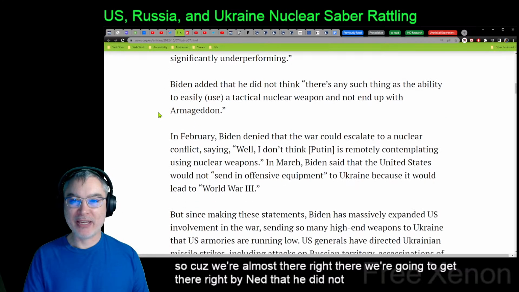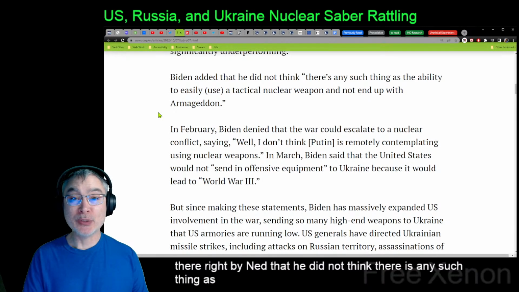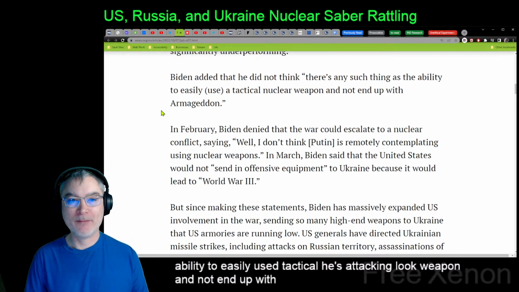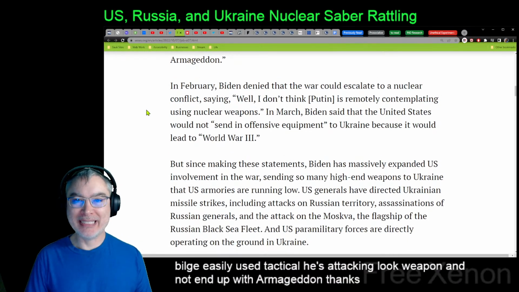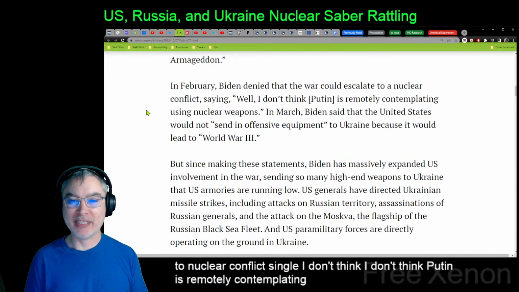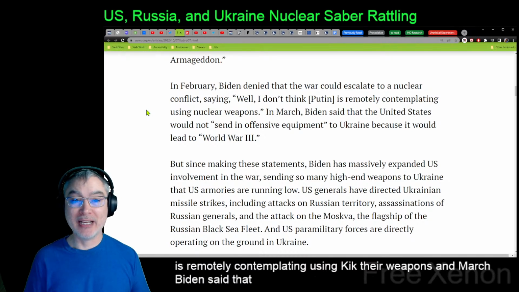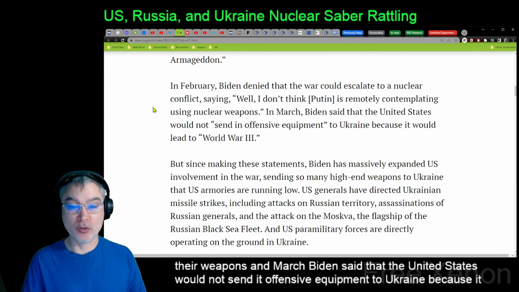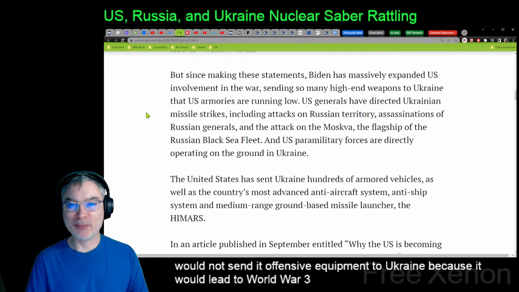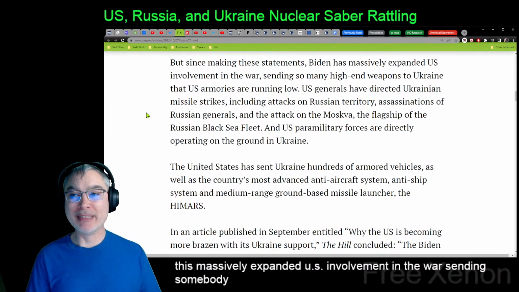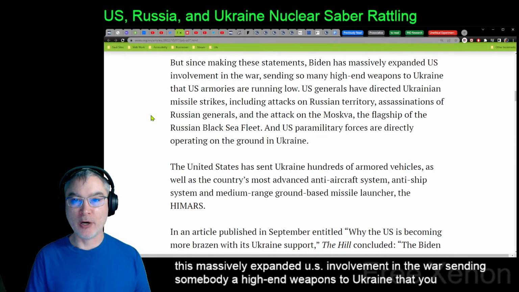Biden added that he did not think there's any such thing as the ability to easily use a tactical nuclear weapon and not end up with Armageddon. In February, Biden denied that the war could escalate to nuclear conflict, saying, "Well, I don't think Putin is remotely contemplating using nuclear weapons." In March, Biden said that the United States would not send in offensive equipment to Ukraine because it would lead to World War III. But since making these statements, Biden has massively expanded U.S. involvement in the war, sending so many high-end weapons to Ukraine that U.S. armories are running low.